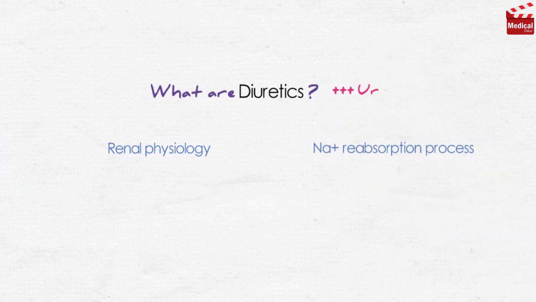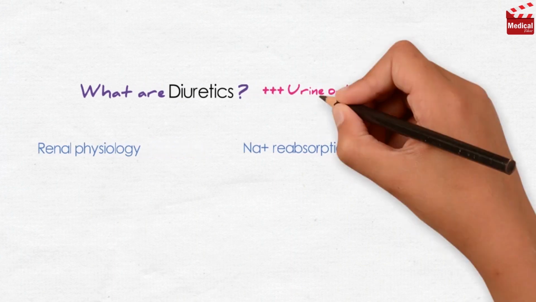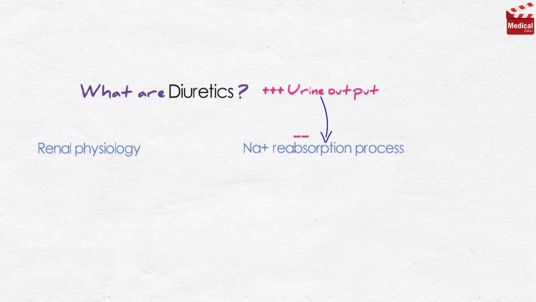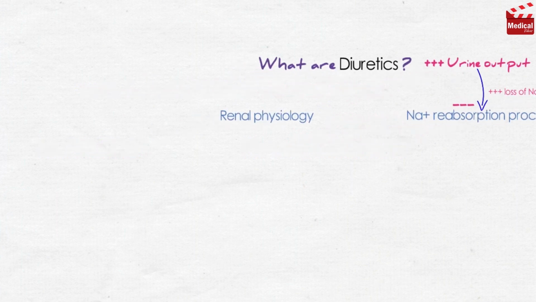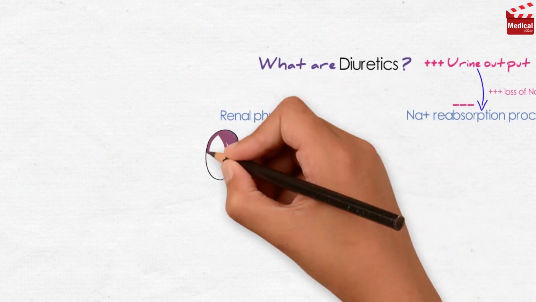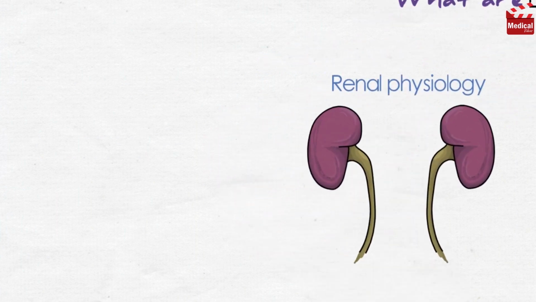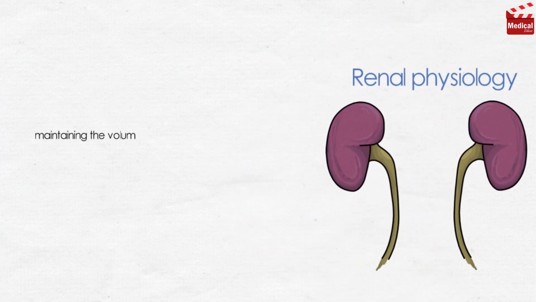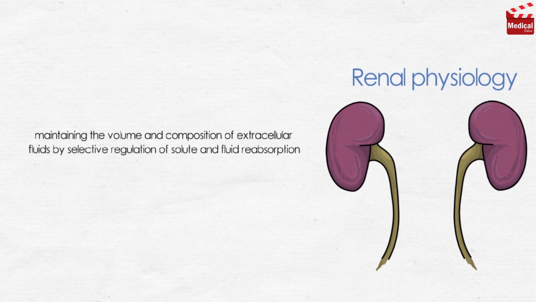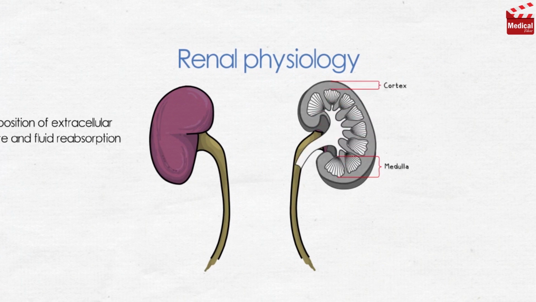They are drugs that increase urine output by decreasing renal sodium reabsorption by different mechanisms, and this increases loss of sodium and water in urine. Let's briefly talk about some renal physiology basics. The kidneys play an important role in maintaining the volume and composition of extracellular fluids, by selective regulation of solute and fluid reabsorption. Each kidney is composed of two parts, cortex and medulla.